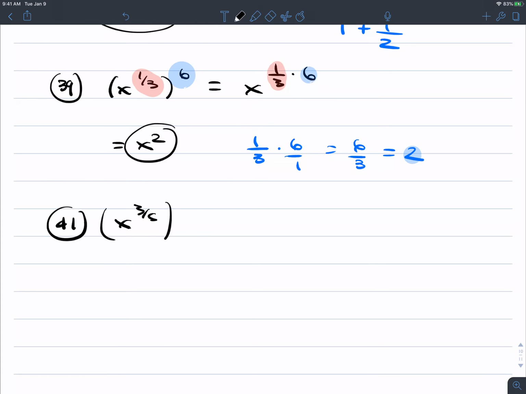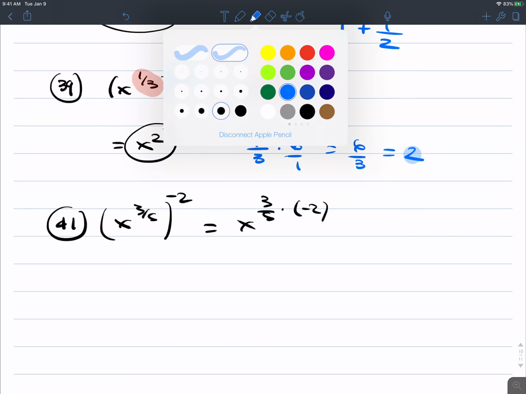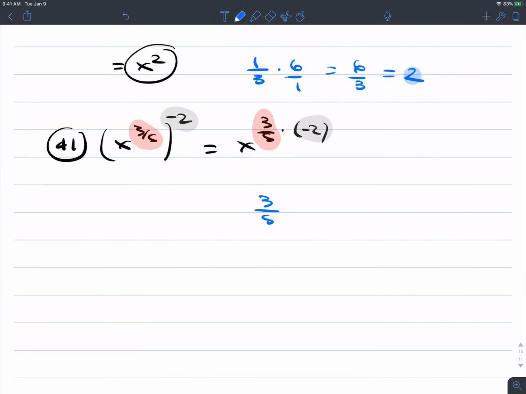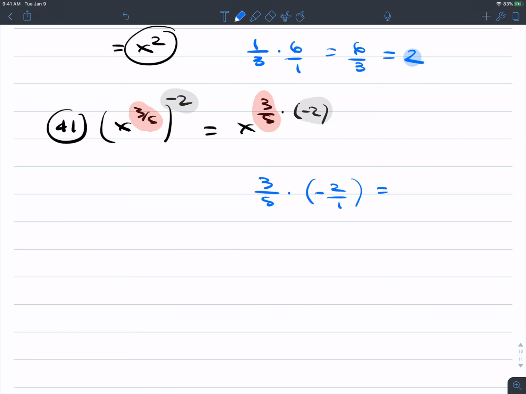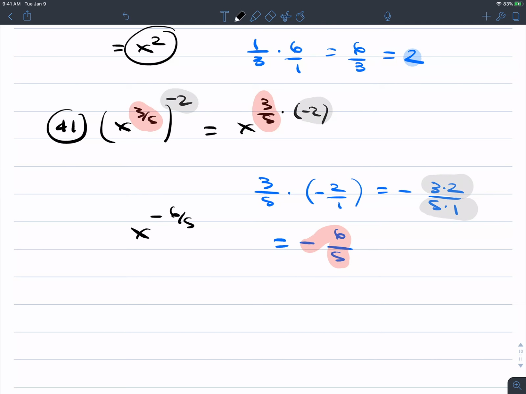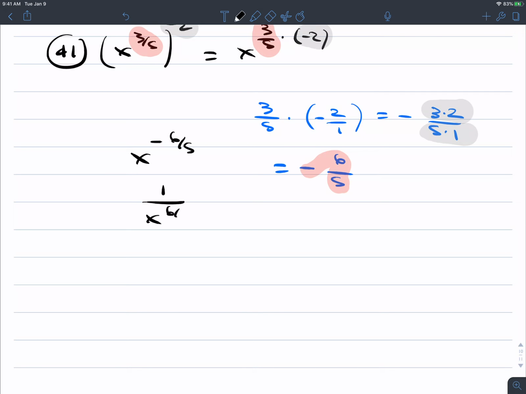41, x to the 3/5 raised to the negative 2, which is x to the 3/5 times negative 2. Remember, it's multiplication. So the work here will be 3/5 times negative 2 over 1. You have a positive times a negative, which gives you a negative. 3 times 2 over 5 times 1. These are all primes and nothing cancels. So this is negative. Let's do our multiplication horizontally across: negative 6 over 5. And here's my answer. So you're going to end up with x to the negative 6/5, which will be 1 over x to the 6/5. We have to write as a positive power.